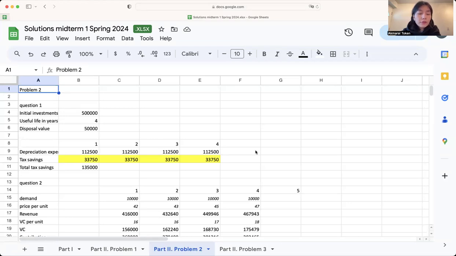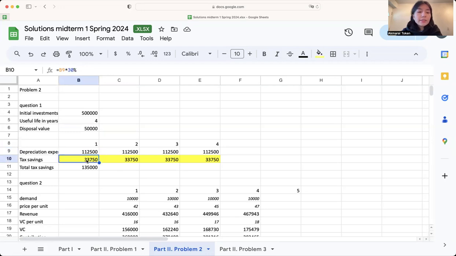For problem 2 of part 2, the first task was to calculate the tax savings. So tax savings are given as depreciation expense multiplied by tax rate. So how do you find the depreciation expense for this task? You find the initial value of $500,000 and the useful life, which is given as 4 years, and disposal value of $50,000. You just subtract disposal value from the initial investment and divide by useful life of 4 years. So depreciation expense is given as $112,500. The same for every year, because we are applying a straight line depreciation method in this case.